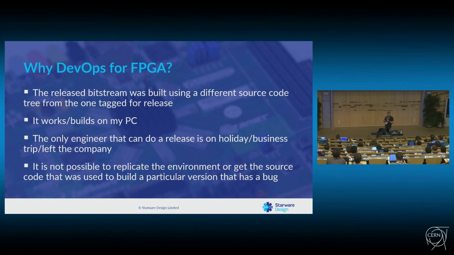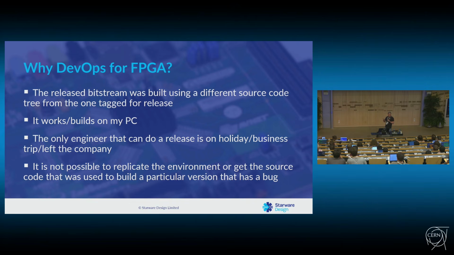Another classic is that the only engineer who can do a release is on holiday or has left the company. Again, if the release process is not automated, even if it's well documented, it's prone to error because we're humans. And also, it doesn't help to scale the team. What works for a team of one FPGA engineer maybe doesn't work when you have 5 engineers or 15 engineers.